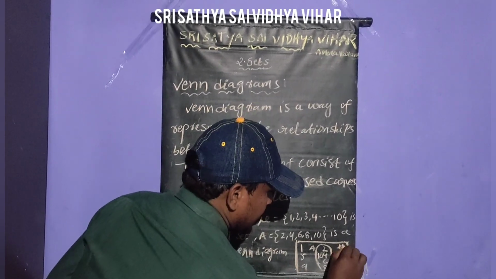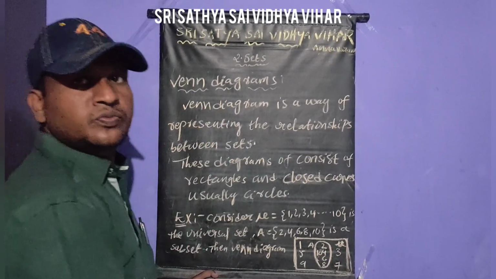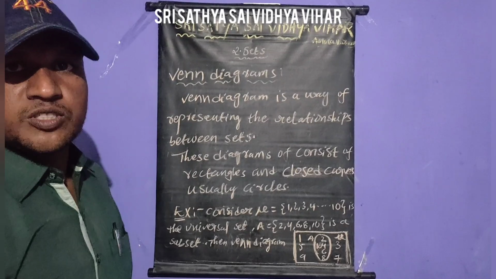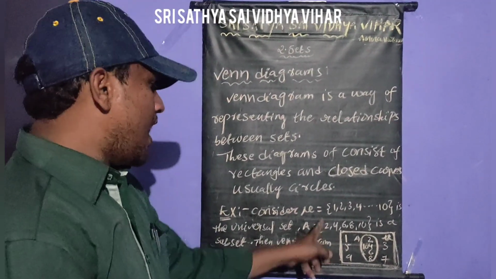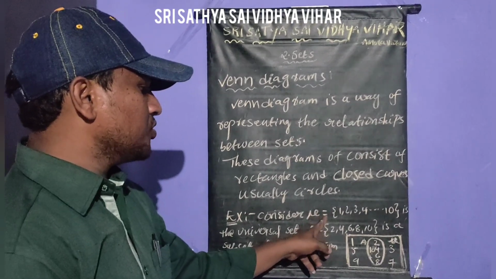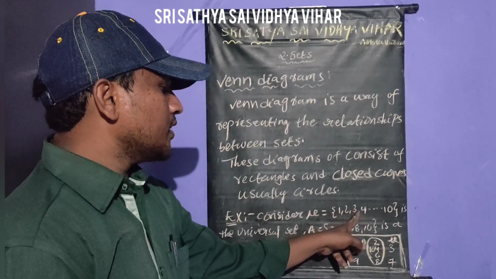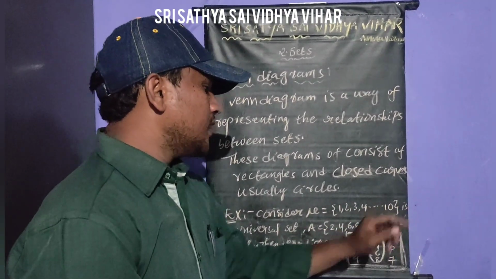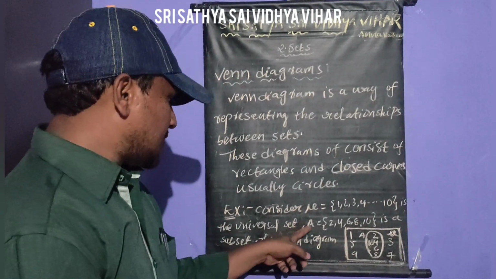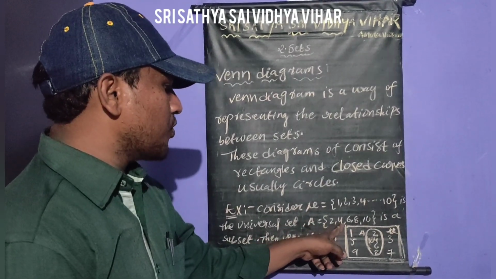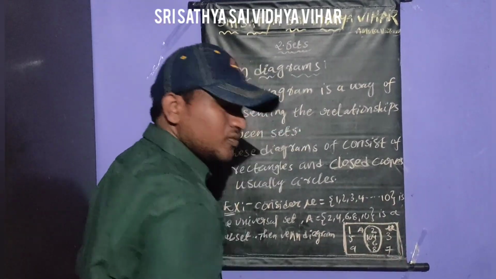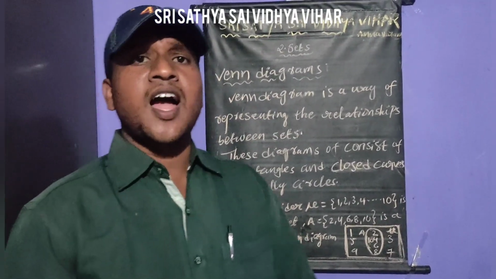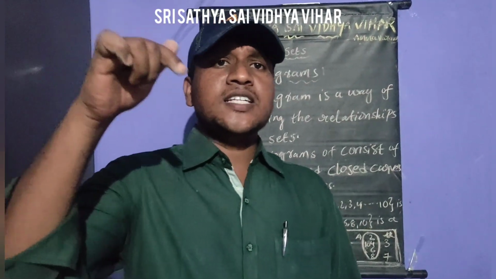Okay, Venn diagrams are represented by mu. It is the universal set. The universal set mu is already given as 1, 2, 3, 4, and so on up to 10. Set A is equal to 2, 4, 6, 8, 10. What is the universal set? All elements in a set.